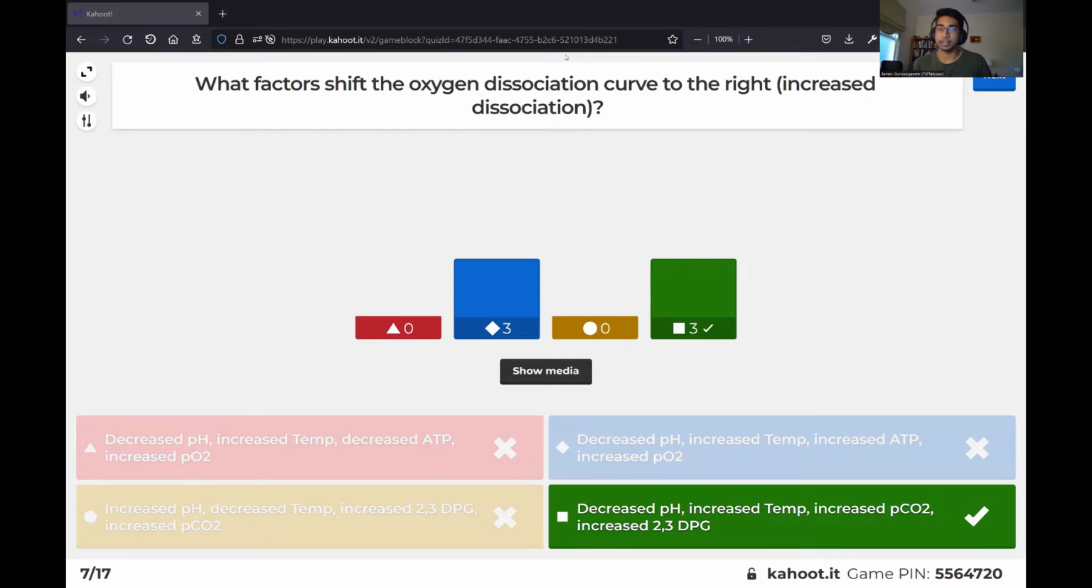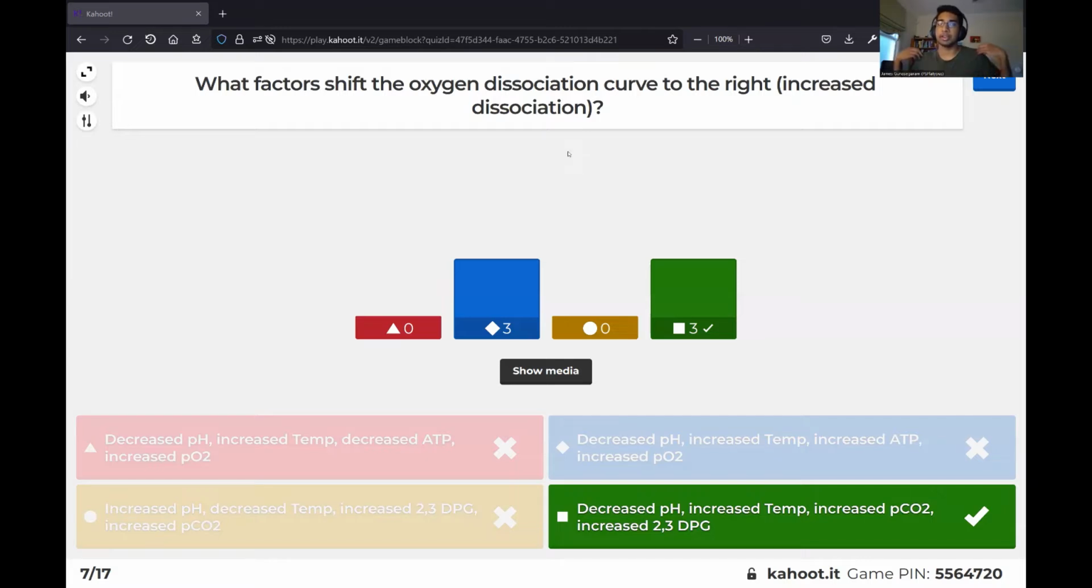2,3-DPG is sort of its own thing, you just have to understand that one on its own. The reason it's not increased ATP is just because that's not strictly relevant. If anything, increased ATP would mean you don't need more oxygen in your cells over there because they already have a high rate of cellular respiration. So basically it comes down to that.